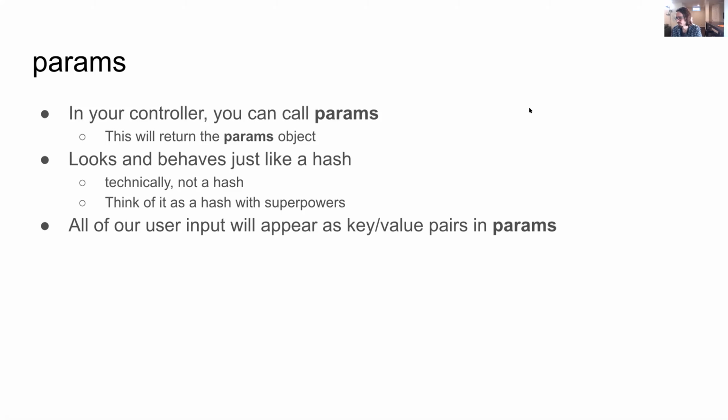Sam: When you mentioned that in your controller you can call params, that's the only place you can access that, unless you make an instance variable of params that, say, the ERB could access. Will you be able to pry an ERB and call params? Yeah.